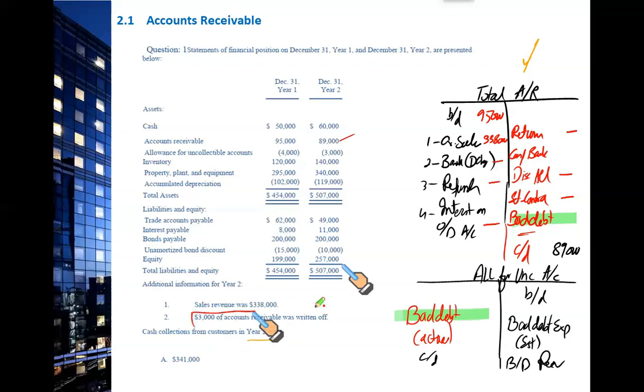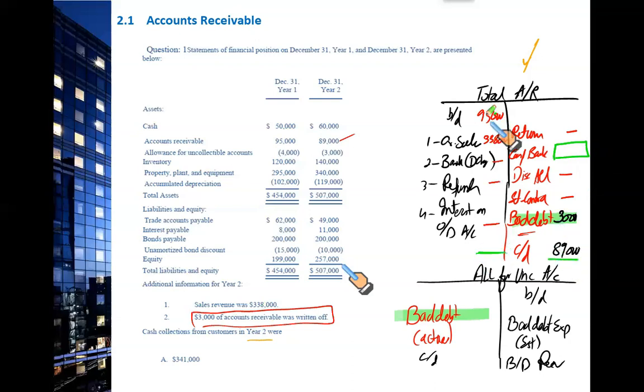This 3,000 is the actual bad debt written off. That is what you're going to write here. The actual bad debt written off 3,000. Right? And we are required to find out the balance or what you collected from our customer. This is what we need to find out. So basically, you are going to find the unknown number.